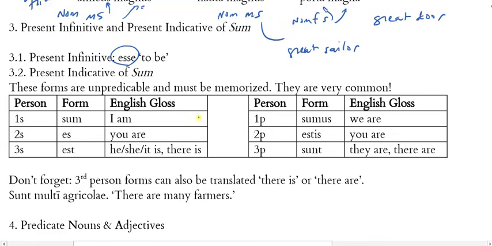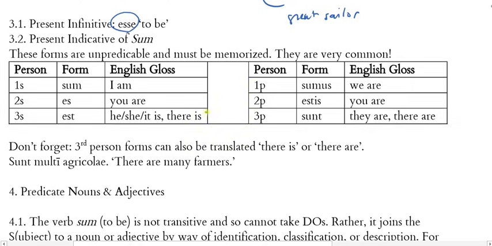Now let's look at the present indicative forms of sum. These are unpredictable. They're irregular, just like our English verb to be is irregular. I am, you are, he is, right? Those are very different from each other. And so are these. So first singular is sum, I am. Second singular, es, you are. Third singular, est, he, she, it is. And est can also mean there is. There is something. If there's a singular noun with est, it can predicate the existence of it.